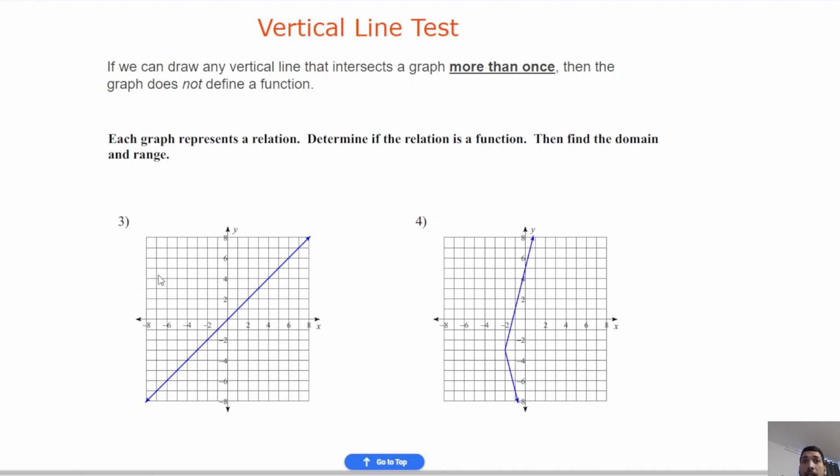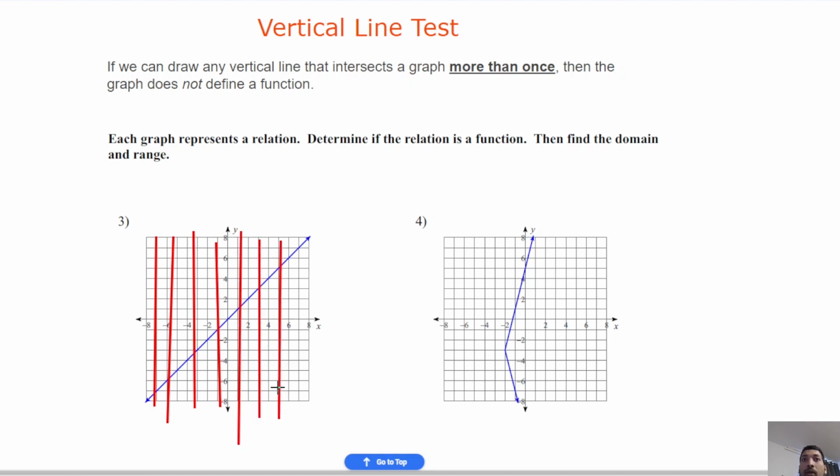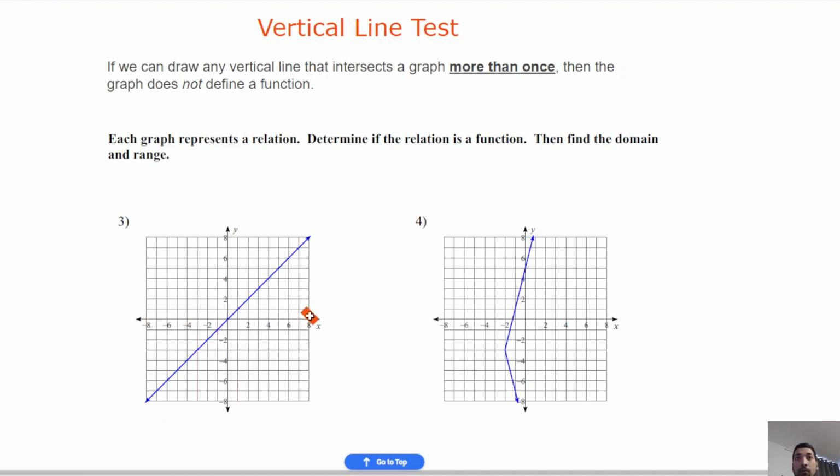Let's look at number 3 right here. To determine whether this relation is a function or not, we can again draw a vertical line and see if it meets at more than one point. So if we start from all the way to the left, we can see that at every point it's actually meeting the graph only once. Since the vertical line is meeting the graph at only one point, this graph is a function. So you can write that this is a function.